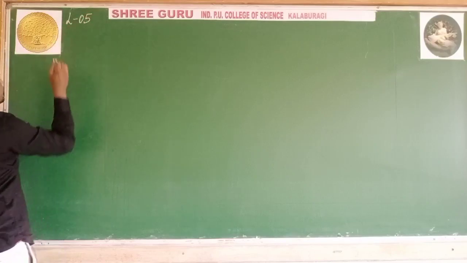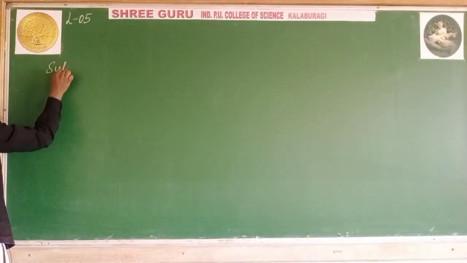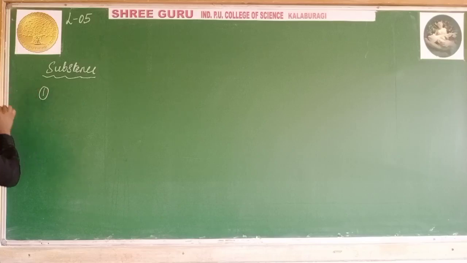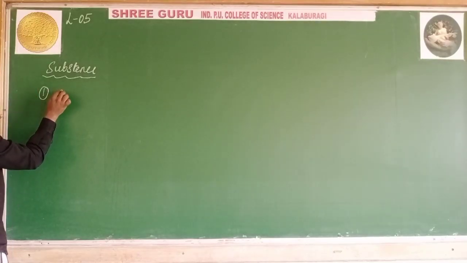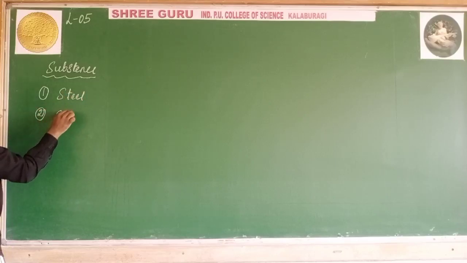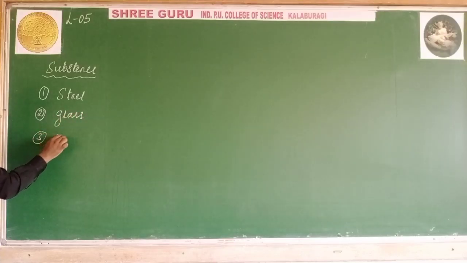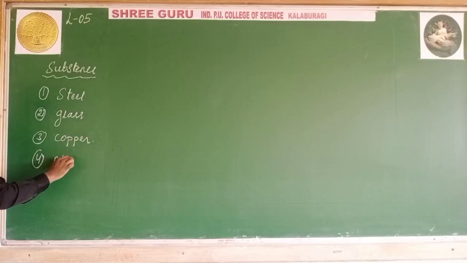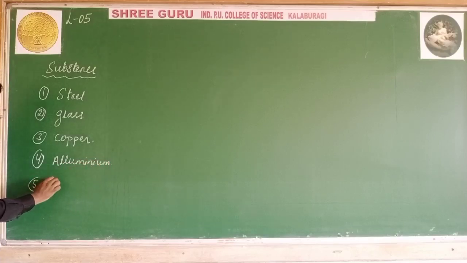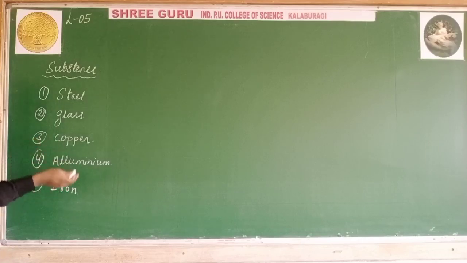That is lecture number 5. In these substances, we are commonly using these substances many times. Just keep in your mind, the first one is steel, second one is glass, third one is copper, fourth one is aluminium, and fifth one is iron. These common substances are generally used in the numericals as well as in theory questions.